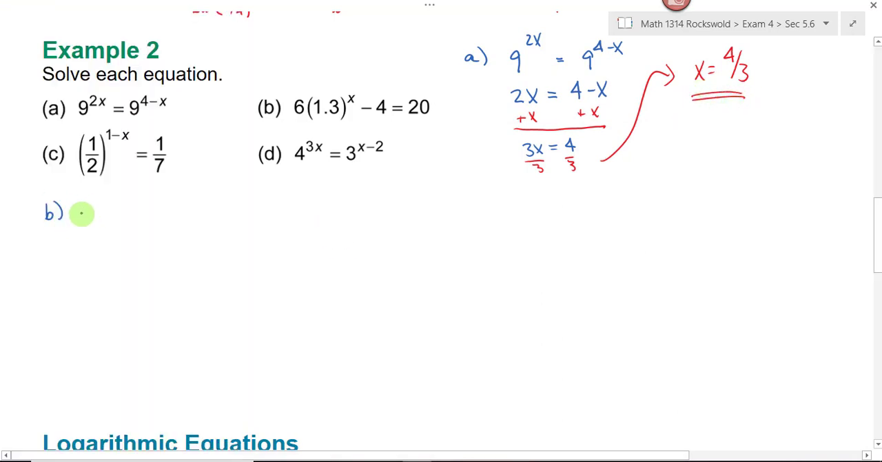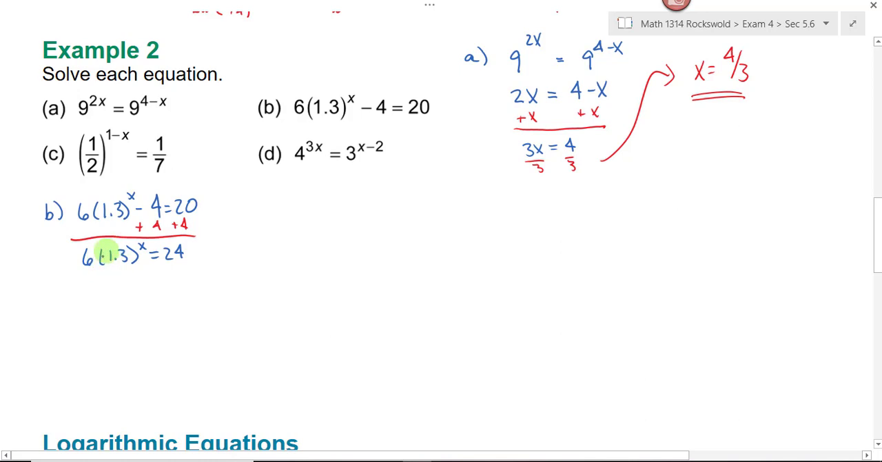For part B, I have 6 times the exponential expression 1.3 raised to a power of x minus 4 equals 20. What do I have to do first in order to solve this equation? I have to get this exponent by itself. So what do I do to get this exponent by itself? Add 4 to both sides. And when I add 4 to both sides, I get 6 times 1.3 raised to the x equals 24.